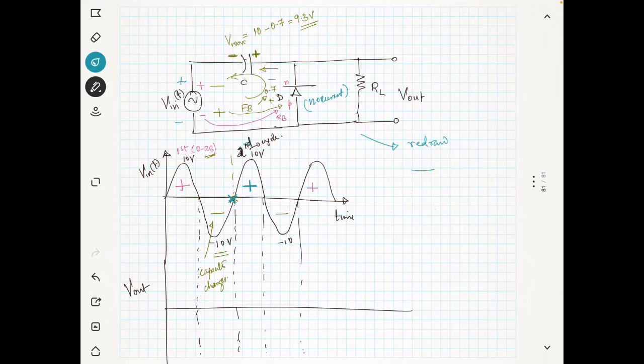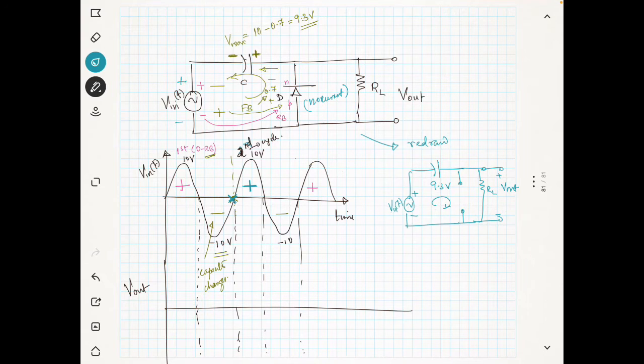Like this. You have a capacitor which is already charged to 9.3 volt, and you have an input Vin of t, and this part is an open circuit because the diode is reverse biased, and you have RL here, and you take the output V out here. Now we will write the Kirchhoff law around this loop, with this plus and minus, and find what V out is.